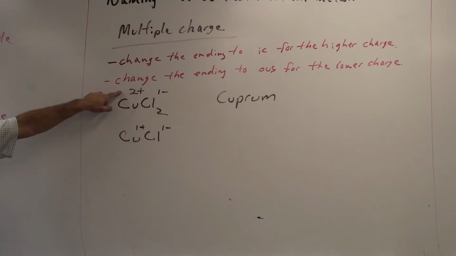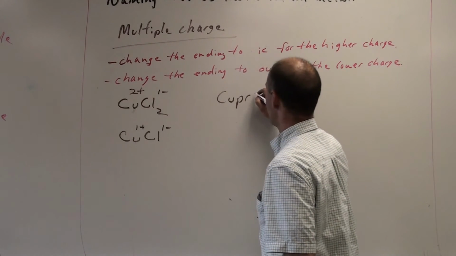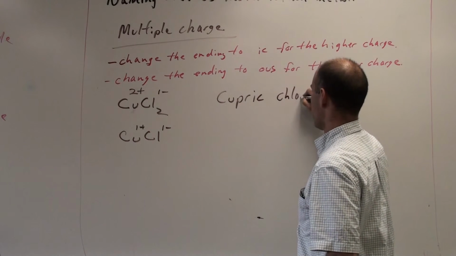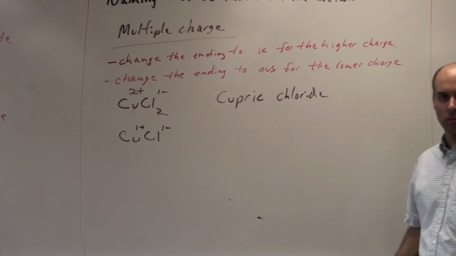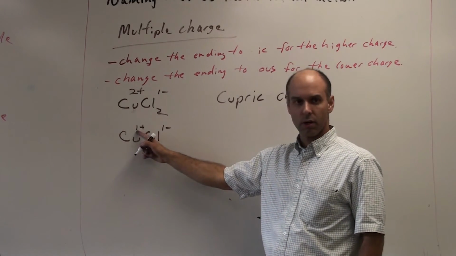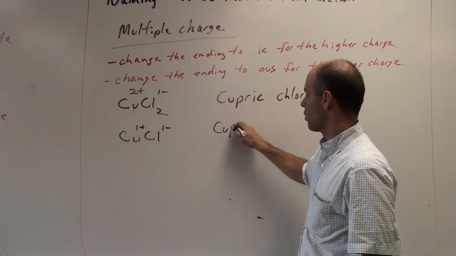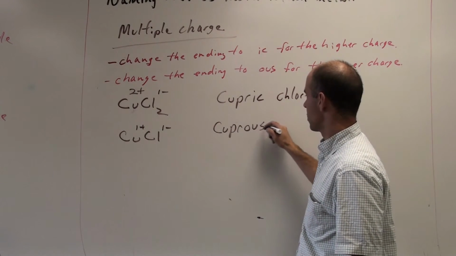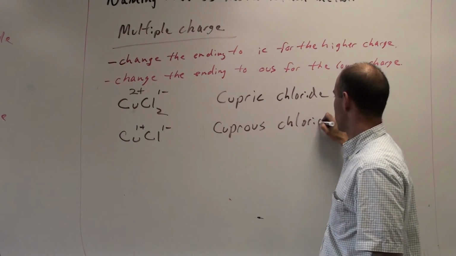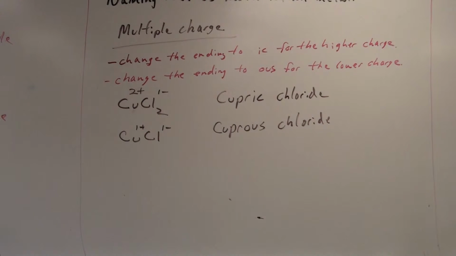So if it has the higher charge, you're going to change the ending to ic. So it becomes cupric chloride. If it's got the lower charge, then you change it to OUS. Instead of cuprum, it becomes cuprous chloride. So ic means the higher charge, us means the lower charge. But you gotta know the Latin name for it.